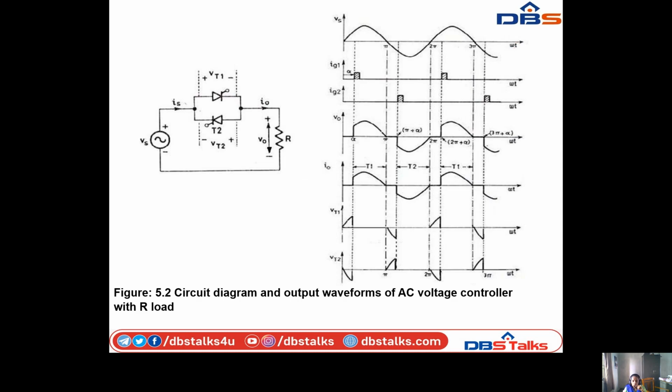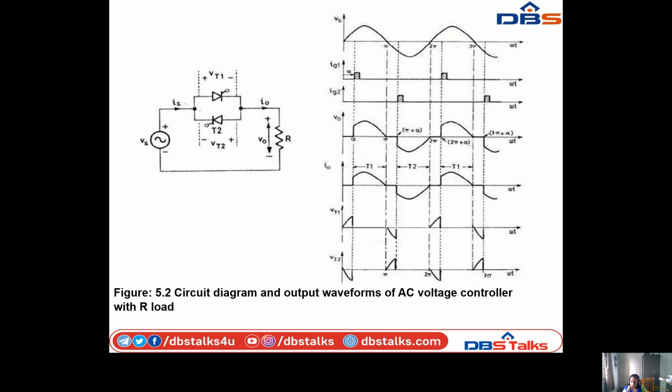The circuit diagram and output waveforms of the AC voltage controller with R load are shown in figure 5.2. You have to see the circuit diagram. It consists of anti-parallel connected thyristors, two thyristors, the load will be resistive, and the input will be AC voltage.